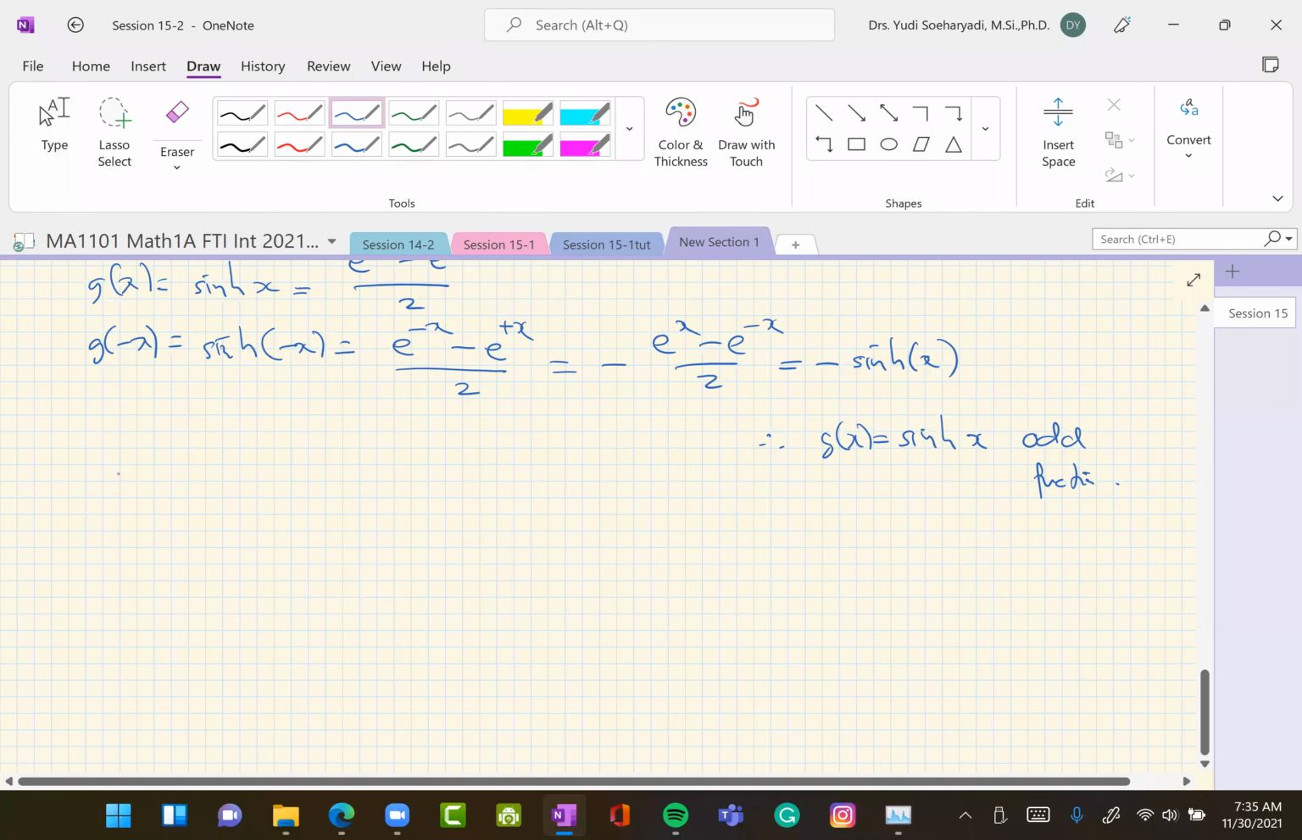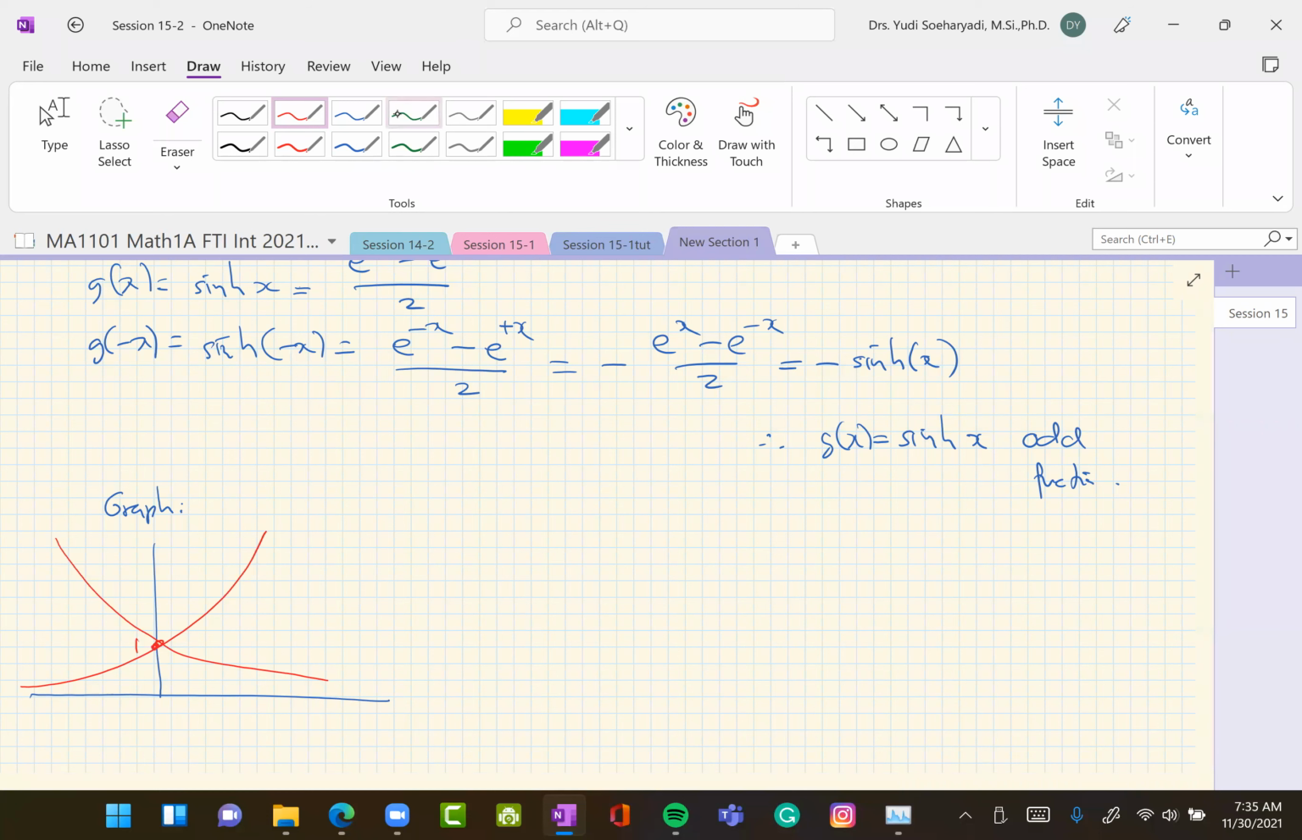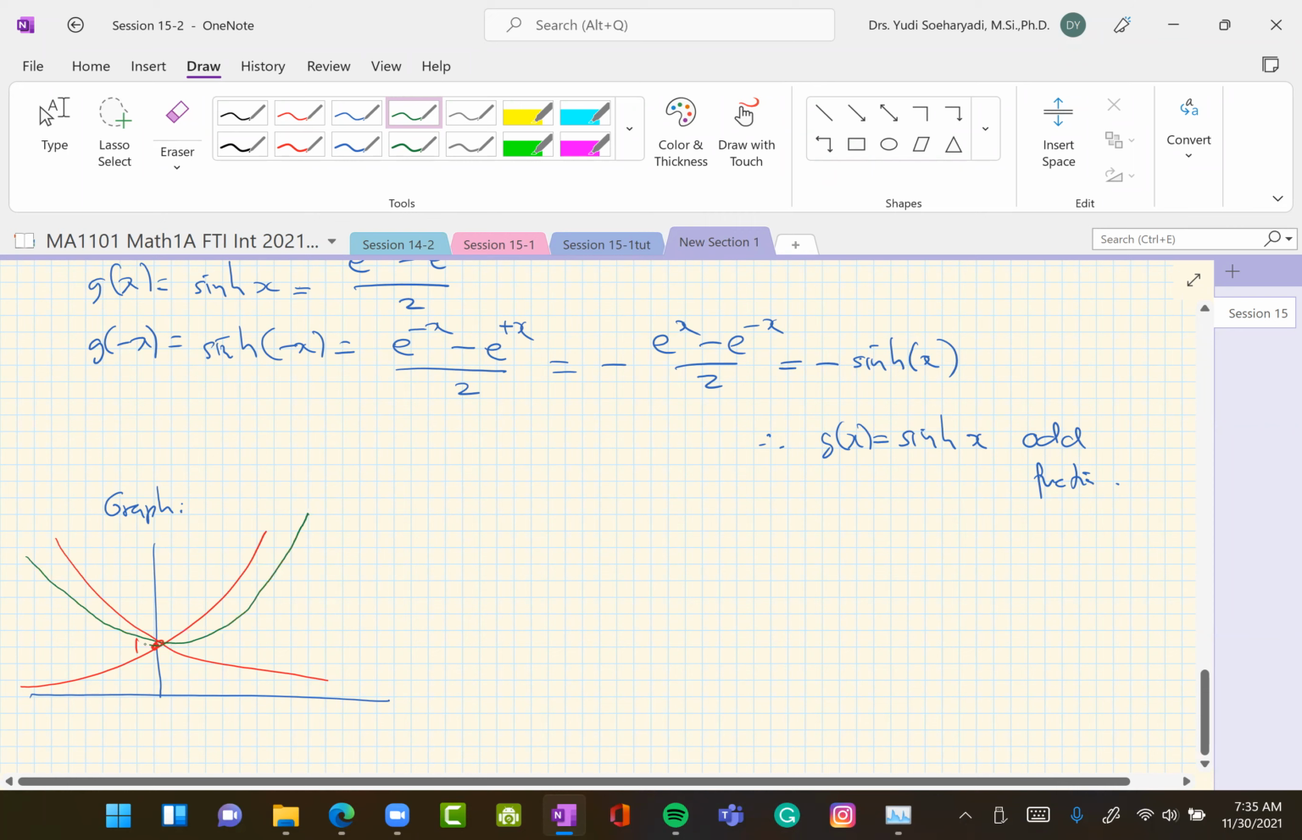Okay, but if you look at the graph, cosh is just the average. If you take the average of these two, you sum them up and then take one half of this, you see something that looks like this. There you go, symmetric. So this is e to the x, this is e to the negative x, and the green one is the average. So this is cosh.